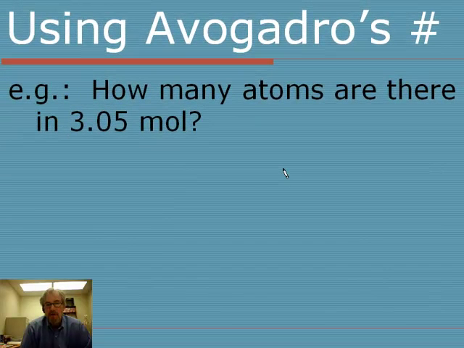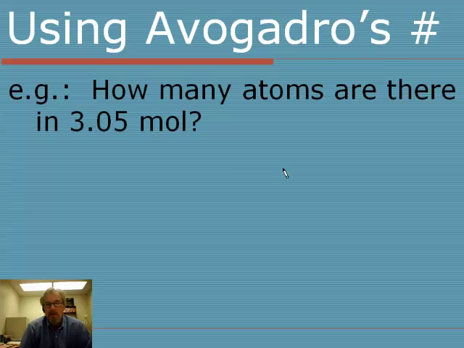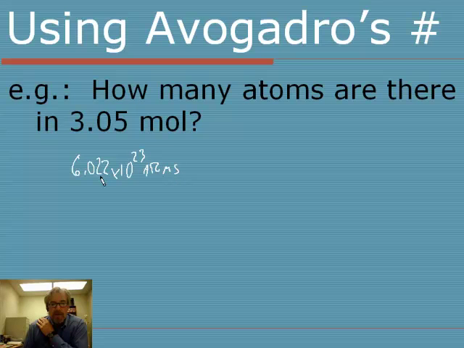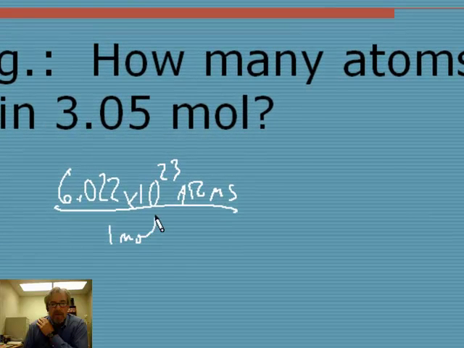You can also use Avogadro's number in a similar way, but not for converting from grams to moles, but for converting back and forth between atoms and moles. Here's an example of what I'm talking about. How many atoms are there in 3.05 moles? I can set this up and solve it by proportions. I know that there are 6.022 times 10 to the 23rd atoms in 1 mole. That's the definition of a mole.